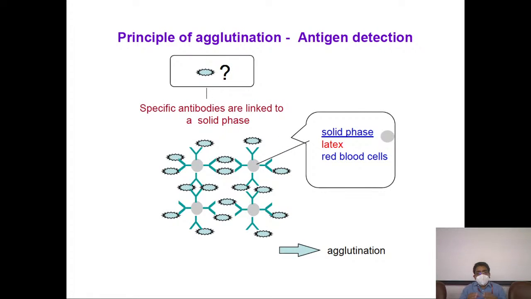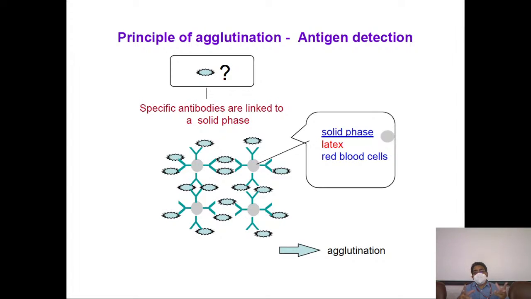This has also been used for different reactions. You can take a solid phase. In the center you can see the solid phase, which can be latex or RBCs. We bind monoclonal antibodies against the antigen which we want to see. Like if you want to detect a certain antigen, we attach the antibody, and if that reaction finds that antigen, they will form a lattice and it will agglutinate.